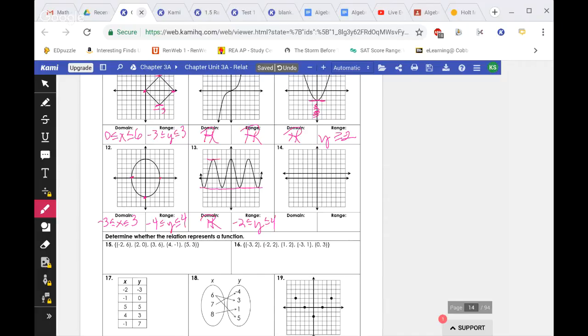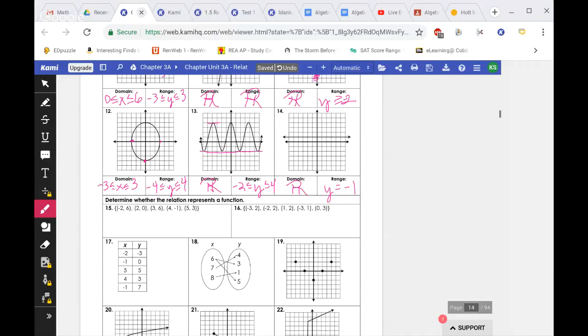And for number 14, our domain is any x is a possibility forever and ever. But our range is always going to be -1, because y is always -1.